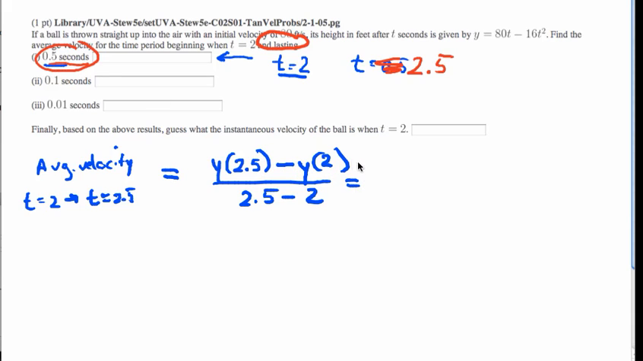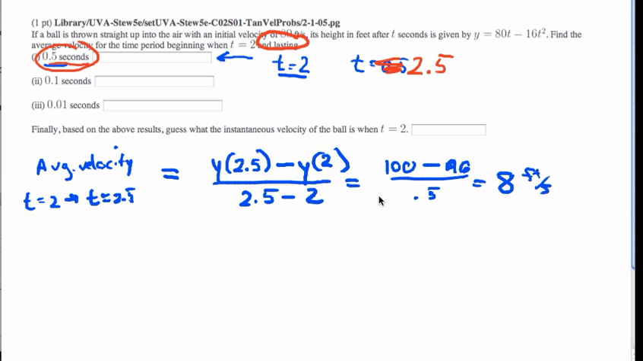Now, just really quickly, I will save some of the calculations here. y of 2.5, if you put 2.5 into this formula here, you should come up with 100. And y of 2, if you put that into the formula up here, you should come out with 96. And then 2.5 minus 2 is 0.5. So this comes out to be 8, and the units are in feet per second.